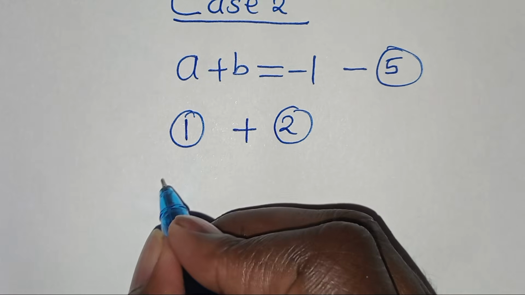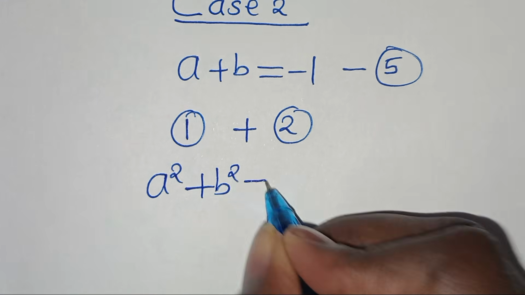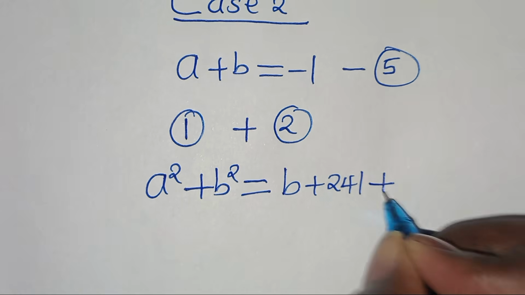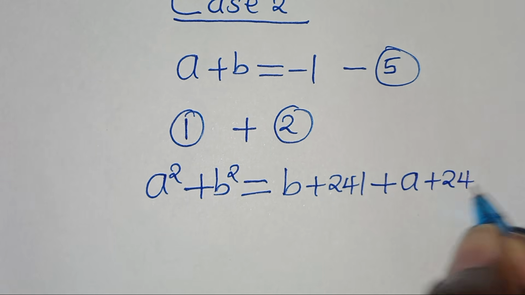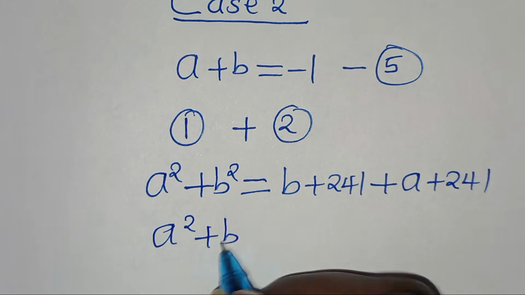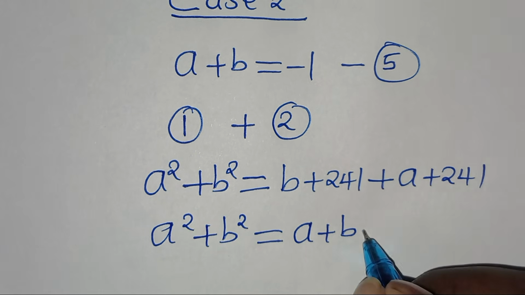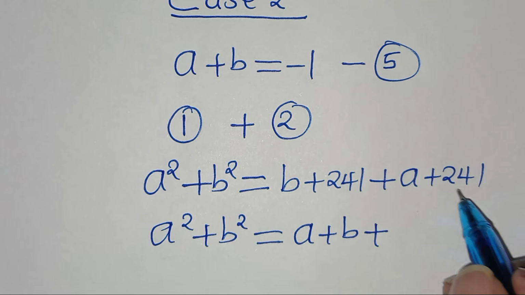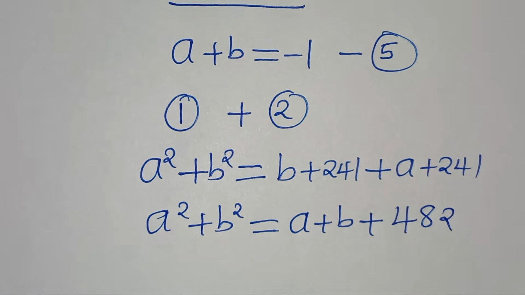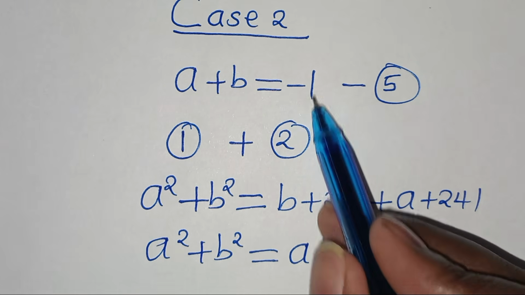Equation 1, we have a squared plus b squared equal to b plus 241, then plus a plus 241. So this means we have a squared plus b squared equal to a plus b, then plus 241 plus 241, which is equal to 482. We have that a plus b from equation 5 is equal to minus 1.